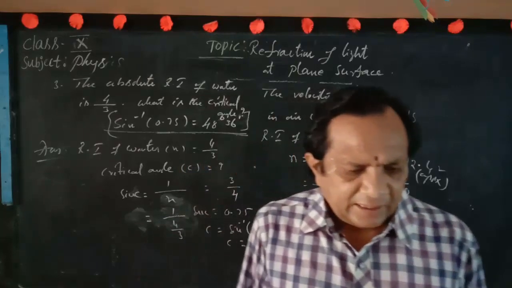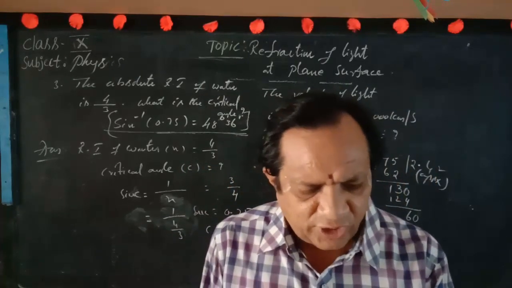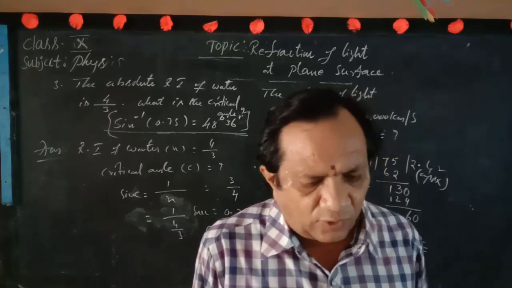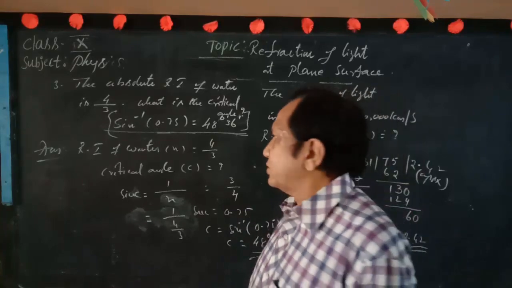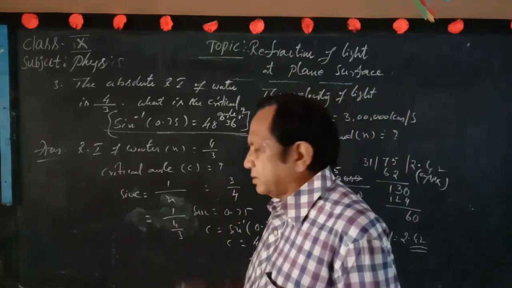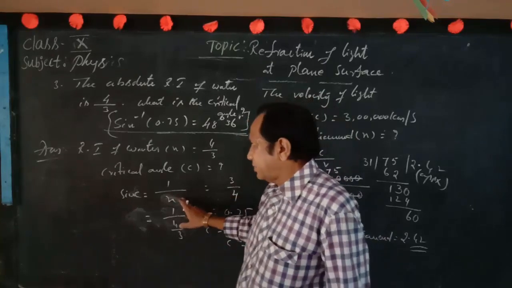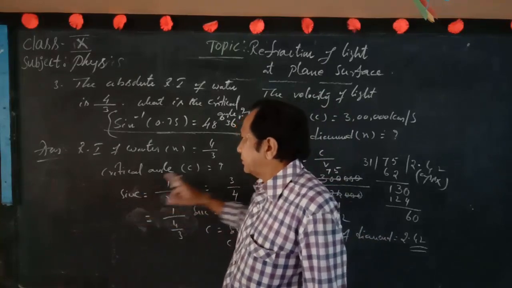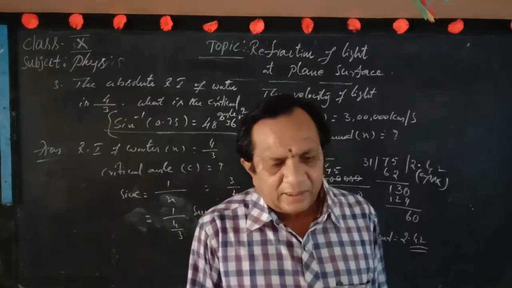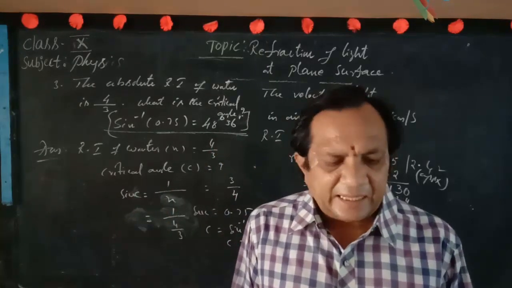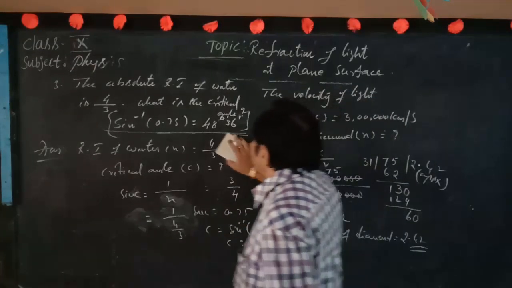In this, determine the relative refractive index of benzene if the critical angle is 42 degrees. So the critical angle will be given, and from that we can calculate the refractive index, the n value. In the previous question, the n value was given to calculate the C value, but in this question the refractive index of benzene is to be determined, and the critical angle of benzene is given.